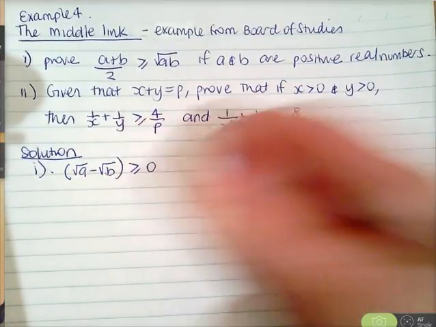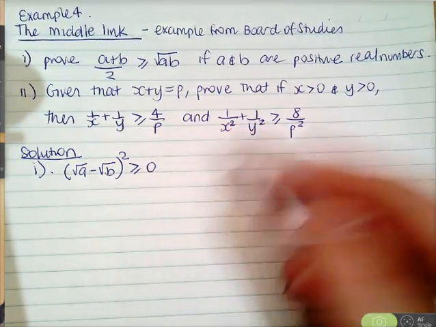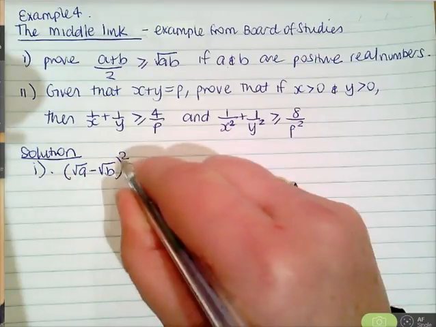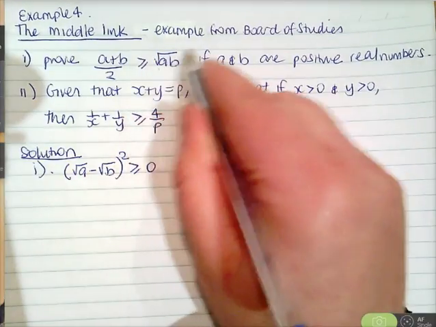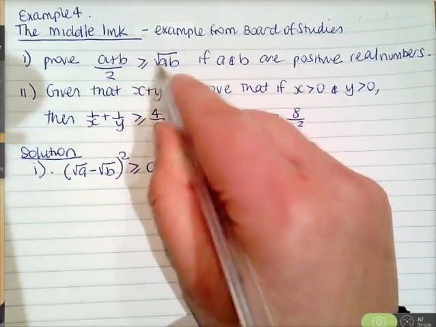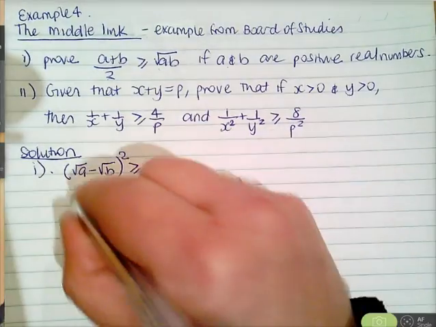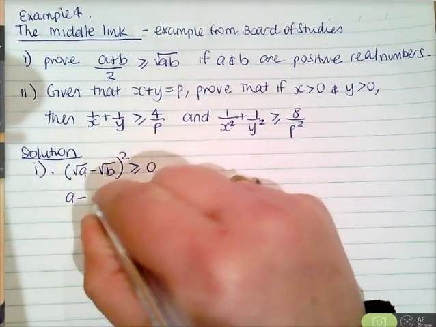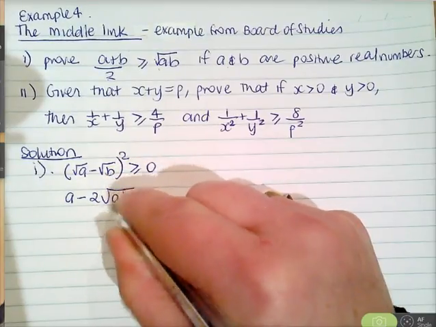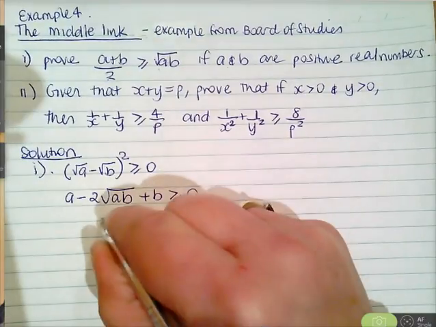To do that, we can start with the square root of A minus the square root of B squared is greater than or equal to 0. And so therefore, you can see that you'd need to start with that because you've got the square root of AB, and if you multiply by 2, you've got 2 times root AB, which would come about from expanding this perfect square. So if we expand it, we get A minus 2 times the square root of A times the square root of B, which is 2 root AB, plus B is greater than or equal to 0.